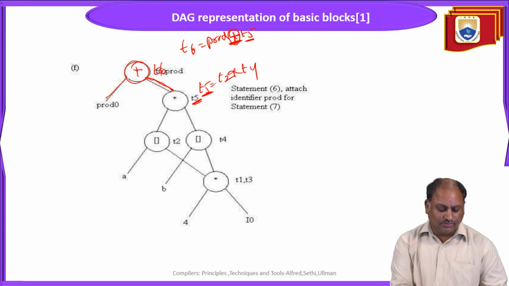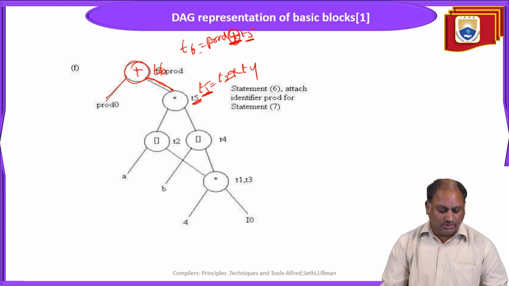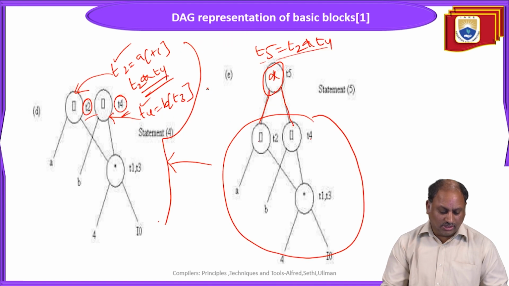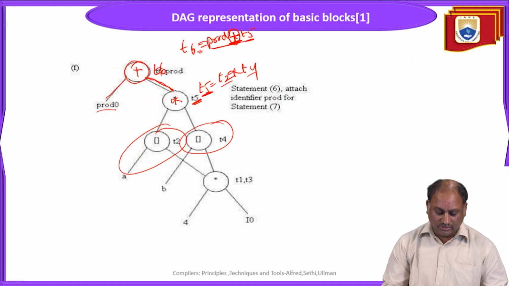So here T6 is equal to prod plus T5, and that is assigned to T6. That is the final result which is to be available in this example. So prod, T6 equal to prod plus T5. What is T5? T5 equal to T2 star T4. So T2 is separately calculated, T4 is separately labeled, and the star operation is performed. So what is T2? T2 contains A of T1, T4 contains B of T3. So A of T1 and B of T3.